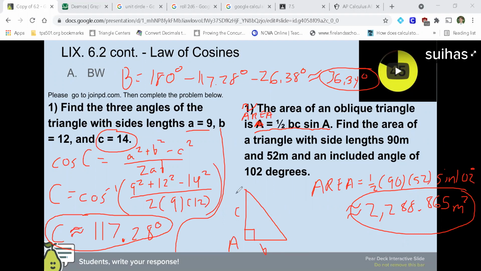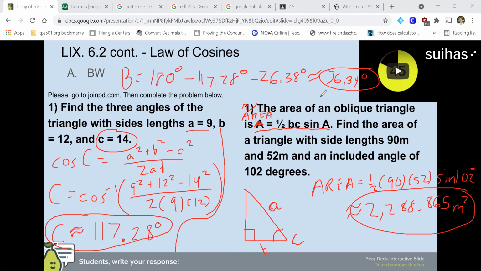But let's say you're not given that, let's say you're given this angle and you aren't given the height, you're given the other two. Yes, it would work for that too.